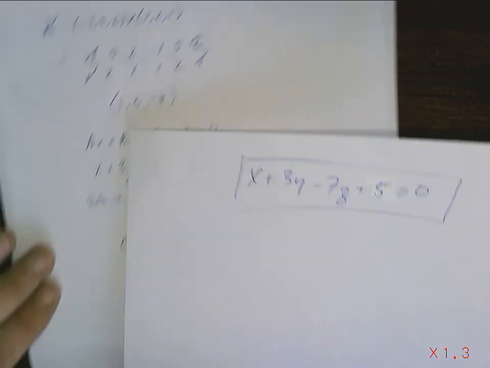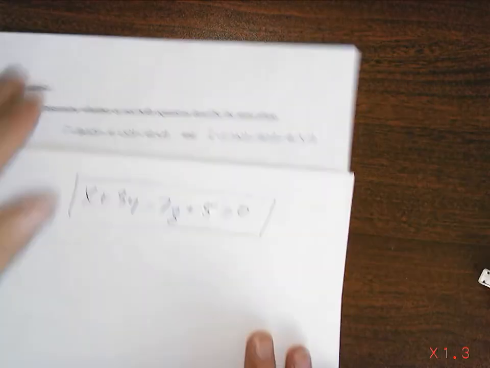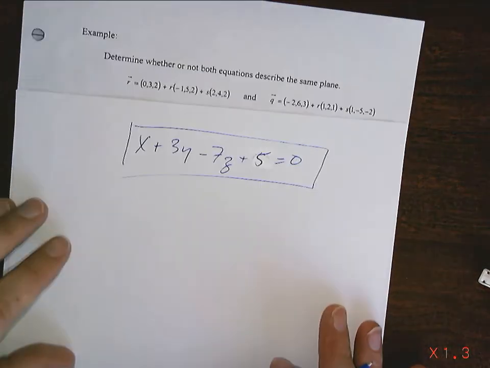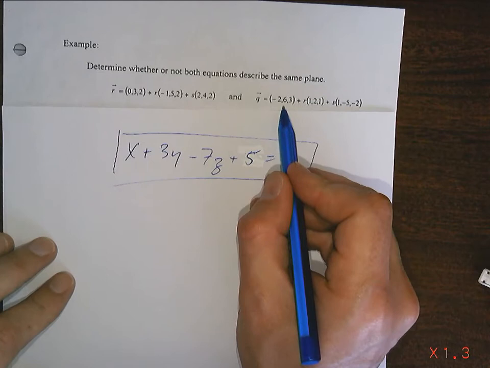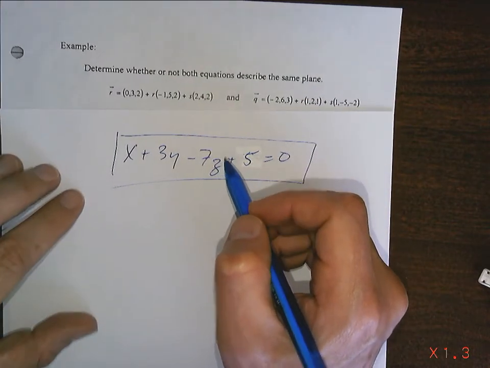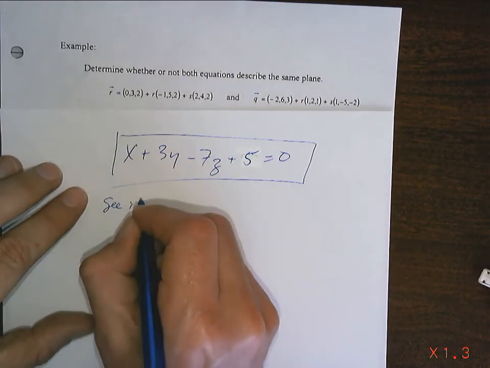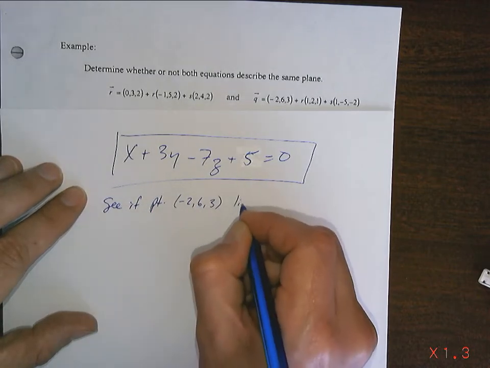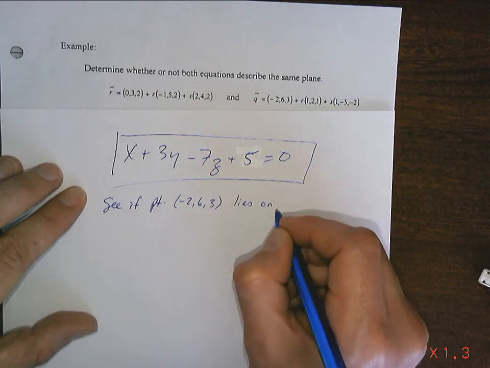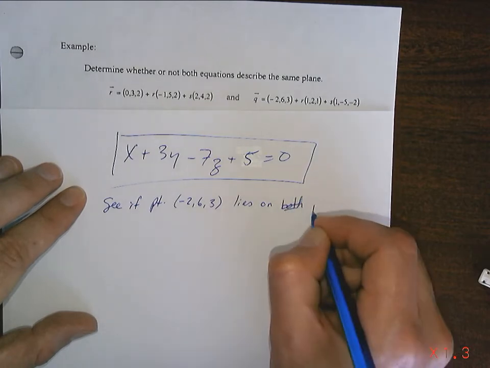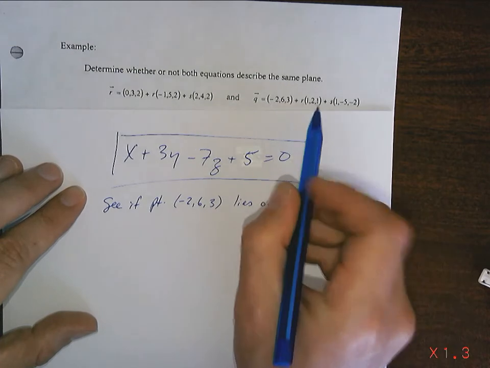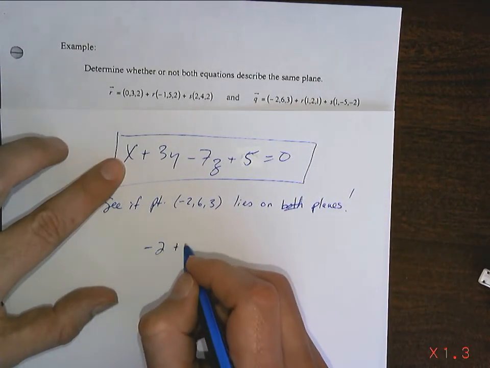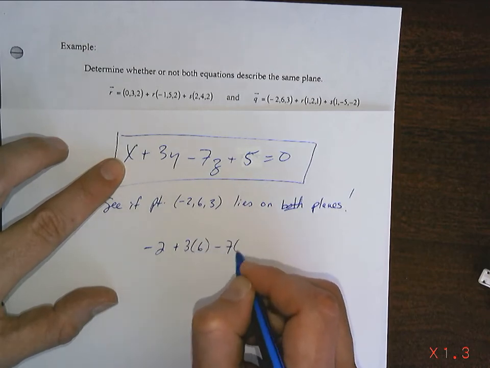Okay, so we have that for the first plane. We already know that they're parallel, so the question is whether or not they share a point. So why not take this point and plug it into this equation and see if it works? See if point negative 2, 6, 3 lies on both planes. We know it lies on this one because I used it. So let's plug it in. Negative 2, 6.